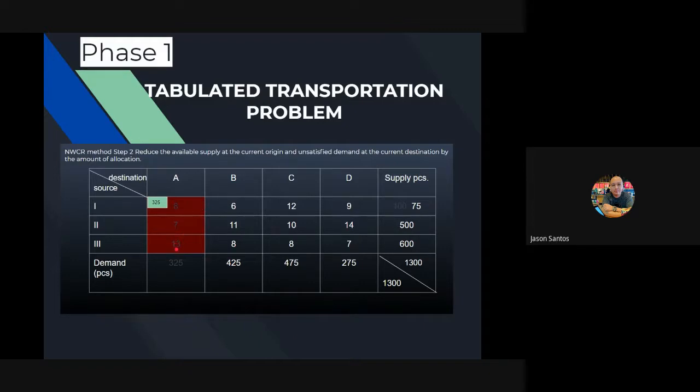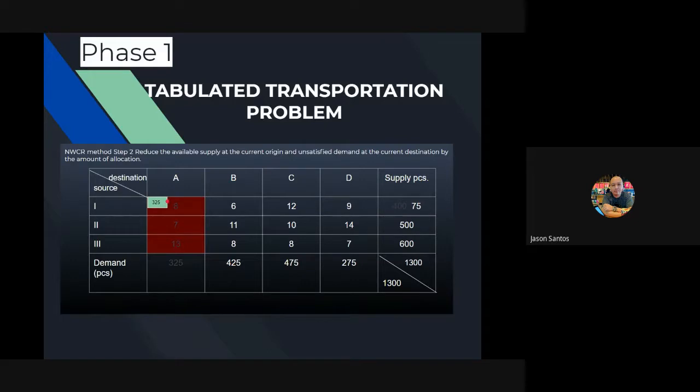So let me explain what happened here. Earlier, we have a total demand of 325 and a total supply of 400 pieces at source 1, destination A. Whichever is the lower in terms of amount, let's say 400 and 325, is the amount that we will plot in the northwest corner region. So here, what we did is we copied 325 in the northwest corner region, thus we have NWCR. We reduce the available supply at the current origin and put it in the northwest corner region.